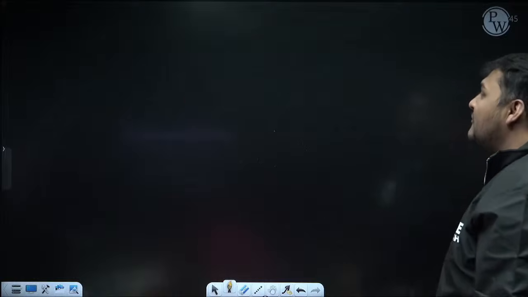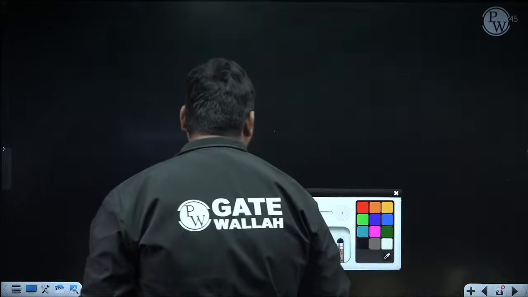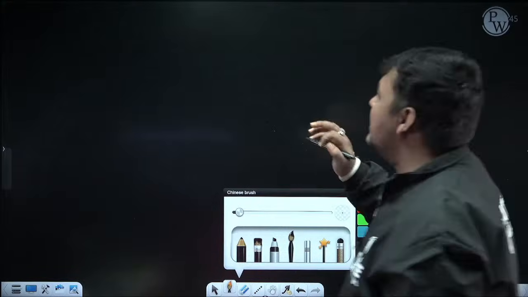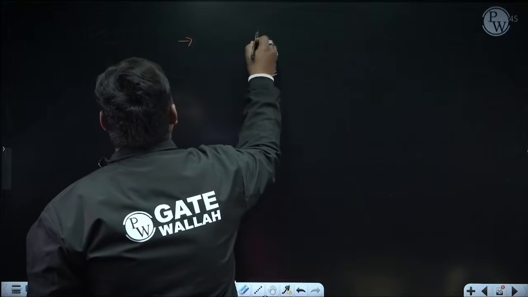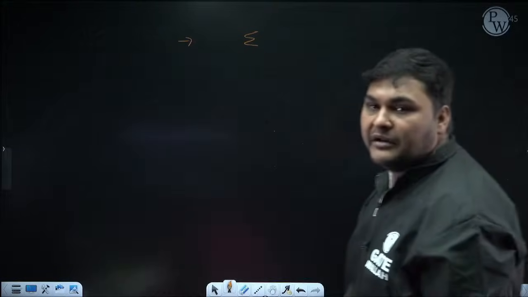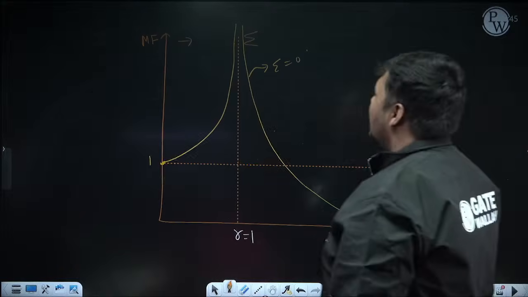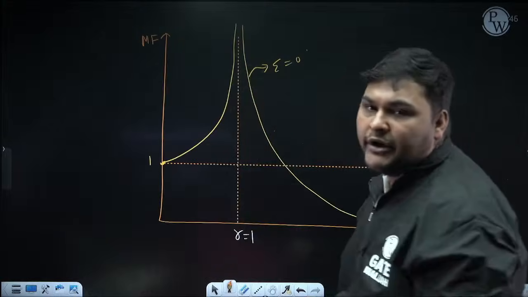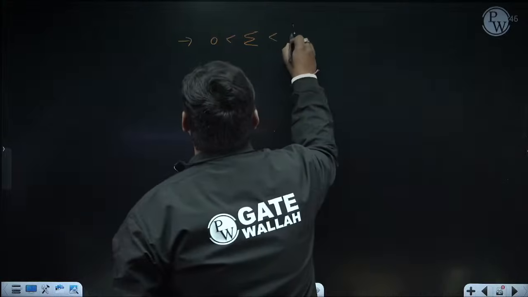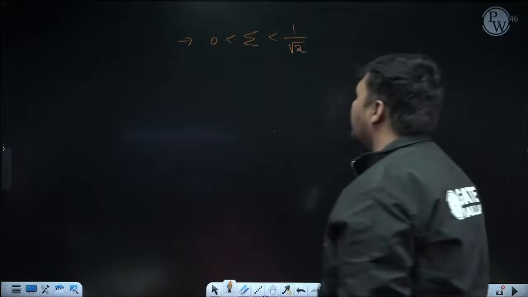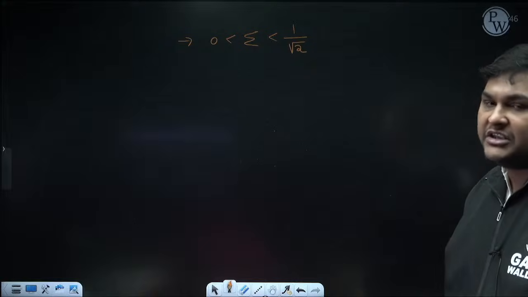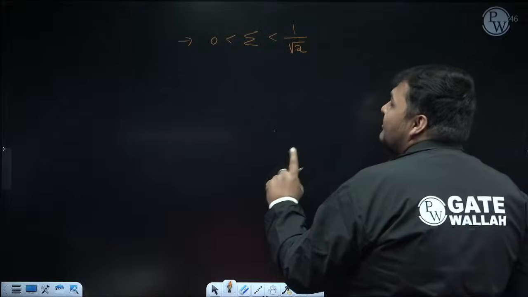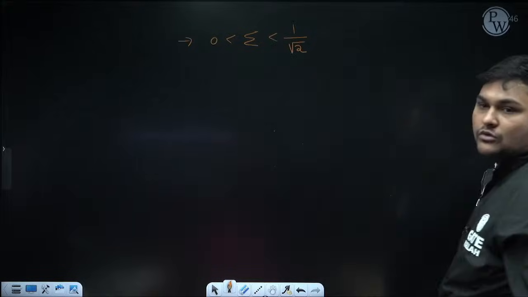Now, what will happen if I draw the graph for zeta equal to 0.2, 0.3, 0.4? Various values of zeta are possible. So suppose the fixed value of zeta is simply denoted as zeta. I am drawing the graph when zeta is between 0, because for zeta equal to 0 we have already drawn the graph, and 1 by root 2. Why I am drawing the graph for this range, you will understand, don't worry. Whatever I explain now is only valid when zeta is between 0 and 1 by root 2.